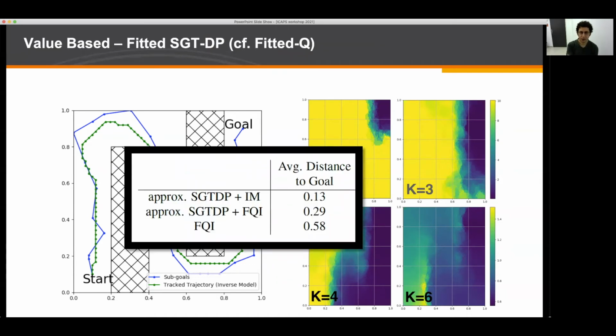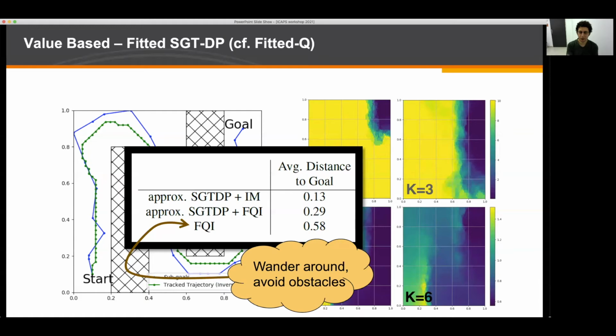Compared to the standard RL algorithms, subgoal trees here had a much better performance. That's explained by our theory. We saw that the standard fitted Q algorithms had a very large drift, and they learned to just wander around and avoid obstacles. But subgoal trees learned to actually reach the goal.